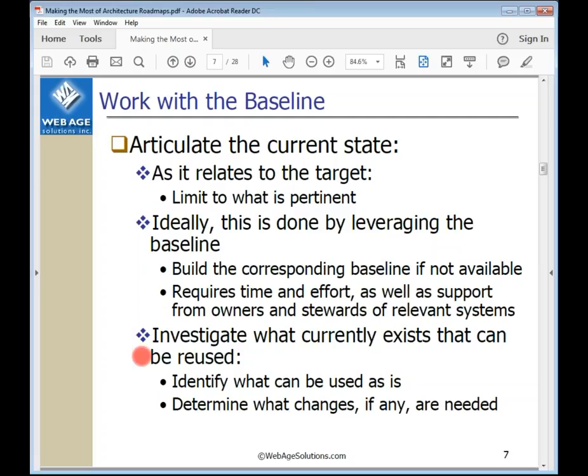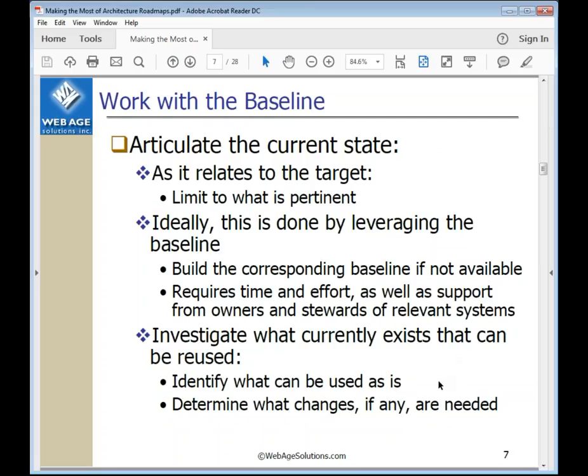So then investigating what currently exists, being able to identify, well, is it actually going to be something that we can use in this new way? And if so, what kinds of changes or what kind of implications is this going to have to the existing system and the dependencies it has, as well as those that are consuming those systems? So understand the implications of the changes, and that would have to be factored in to identifying it as something to be reused.